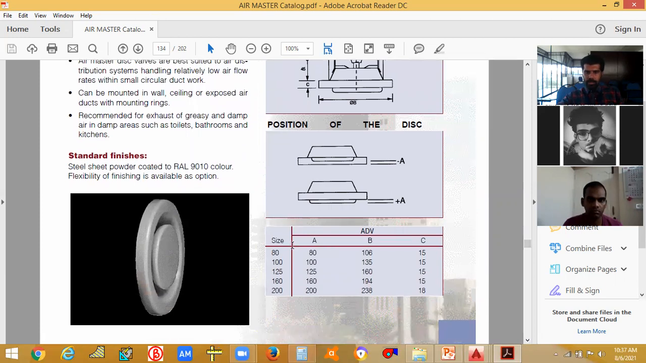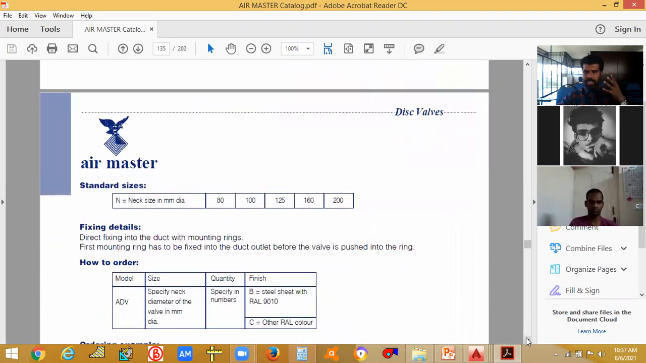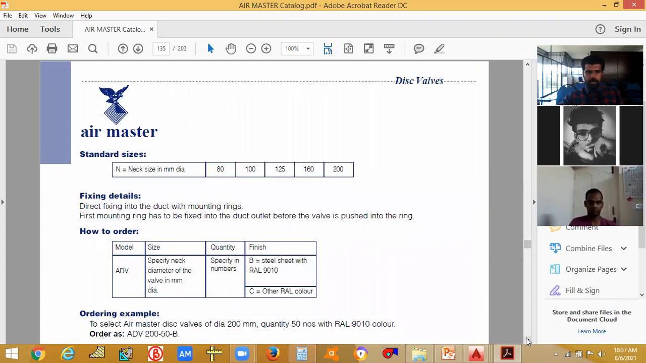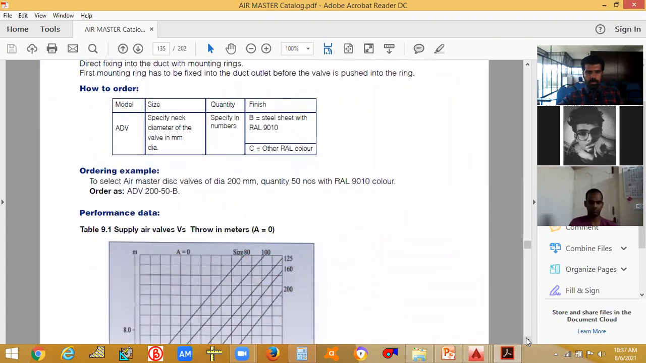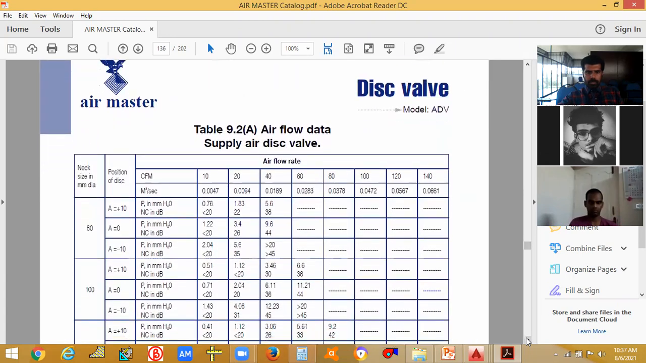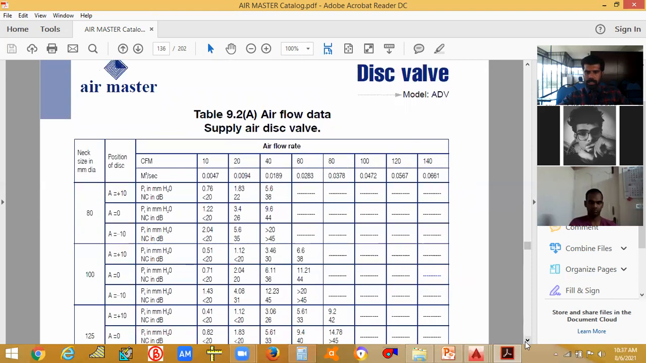Different sizes are given: 80, 100, 125, 160, 200. This is the size of the disc valve. Now we can see the total catalog. Maybe it is known as the neck size. There are supply air disc valves as well as exhaust air ones, and now we are going to deal with exhaust air.